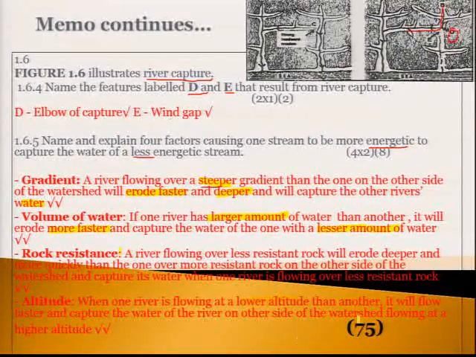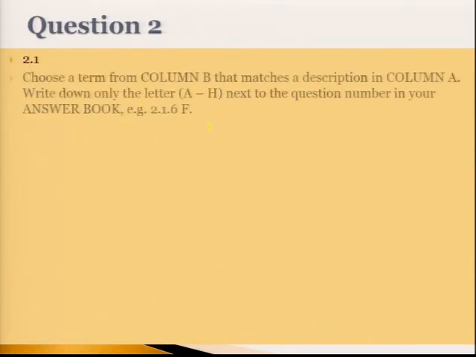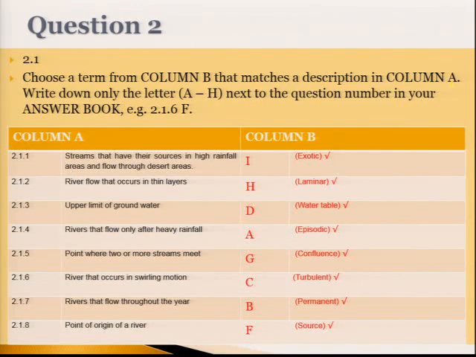This will take me to say our question 1 will now be complete in terms of section A. Now we move to question 2, colleagues. Question 2 says, choose from the column that is given the description of column A. Write down letters A to H next to the question in your answer book. For example, 2.1.6, then they must give us the letter that is correct. Streams that have the source in a what? In a high rainfall area, we call them your what? Your exotic rivers.